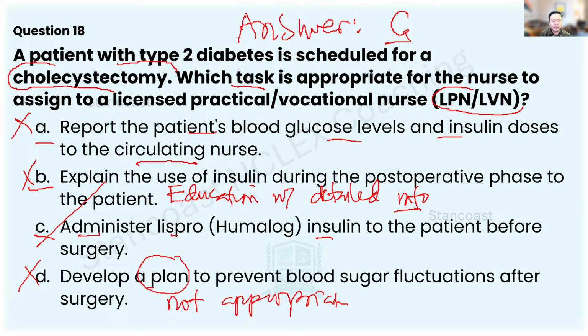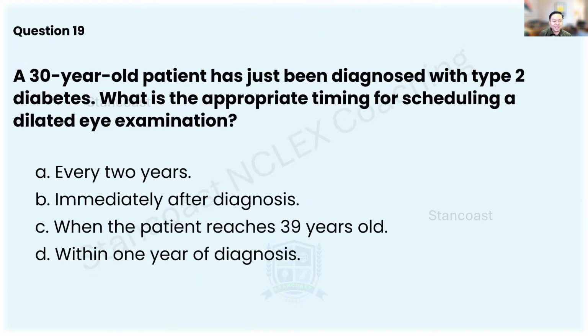Let's have number 19. A 30-year-old patient has just been diagnosed with type 2 diabetes. What is the appropriate timing for scheduling a dilated eye exam? Is it A, every 2 years, B, immediately after diagnosis, C, when the patient reaches 39 years old, or D, within 1 year of diagnosis? Your patient, who's 30 years old, has been recently diagnosed with type 2 DM. So what is the appropriate timing for scheduling them for the dilated eye exam?